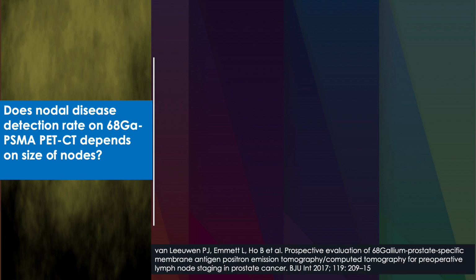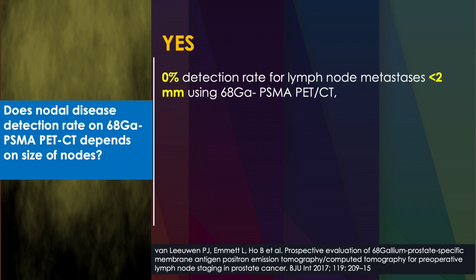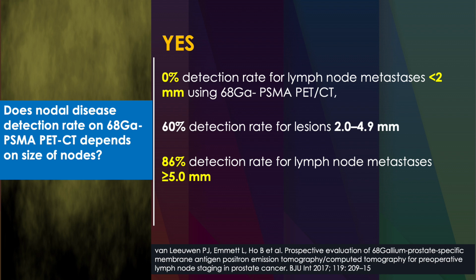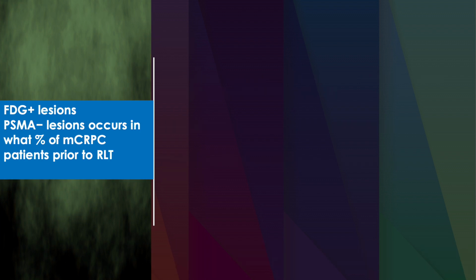Does the nodal disease detection rate on a PSMA PET-CT study depend on the size of the nodes? Yes. If the lymph node size is less than 2 millimeter, it is very difficult to detect on a gallium-based PET-CT study. If it is around 2 to 4.9 millimeter, your detection rate improves, and it is nearly 60%. And if the lymph node size is greater than 5 millimeter, you pick up in about 86% of patients.